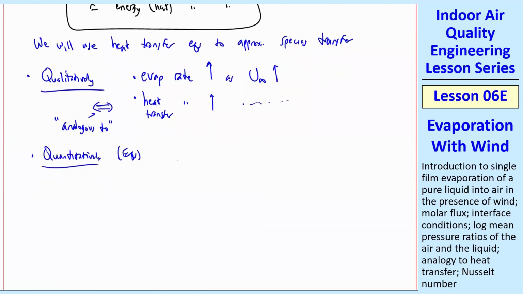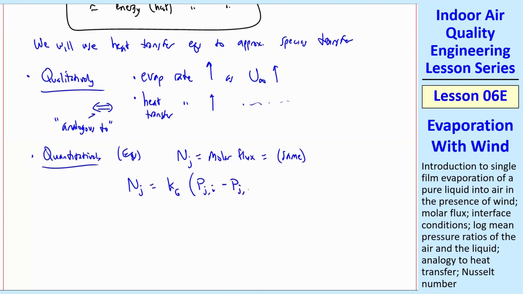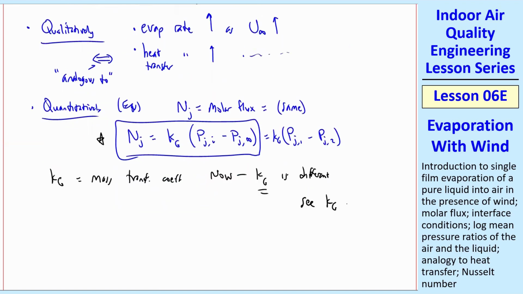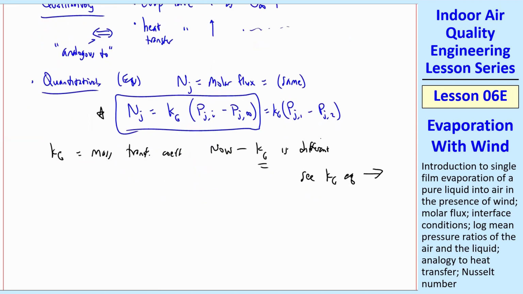Quantitatively, same as before, NJ is the molar flux. It's exactly the same as before. NJ equals kg, this mass transfer coefficient, times pj1 minus pj infinity in this case, or we saw it as pj1 minus pj2. This is the same thing. It's exactly the same equation we had previously, where kg is the mass transfer coefficient, just like it was before, except now kg is different. See the kg equation. The next page will show you how to do that.